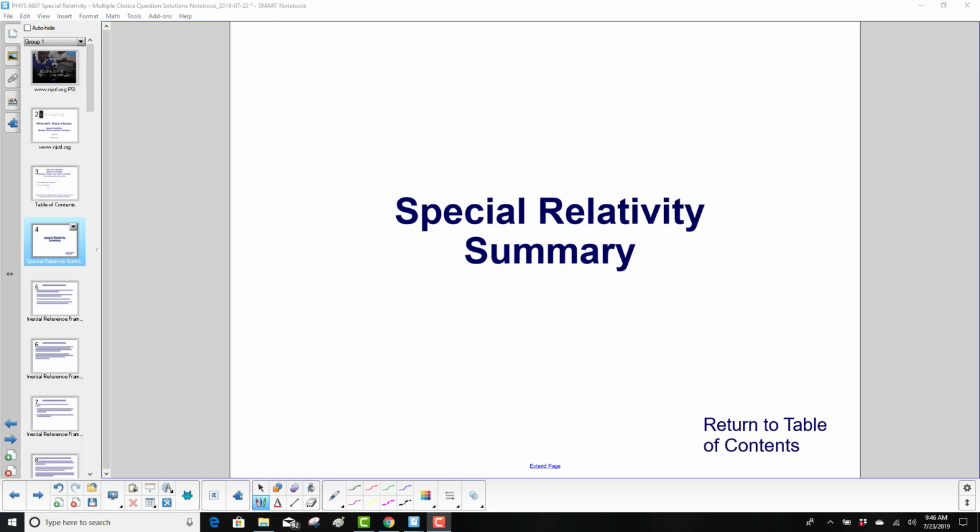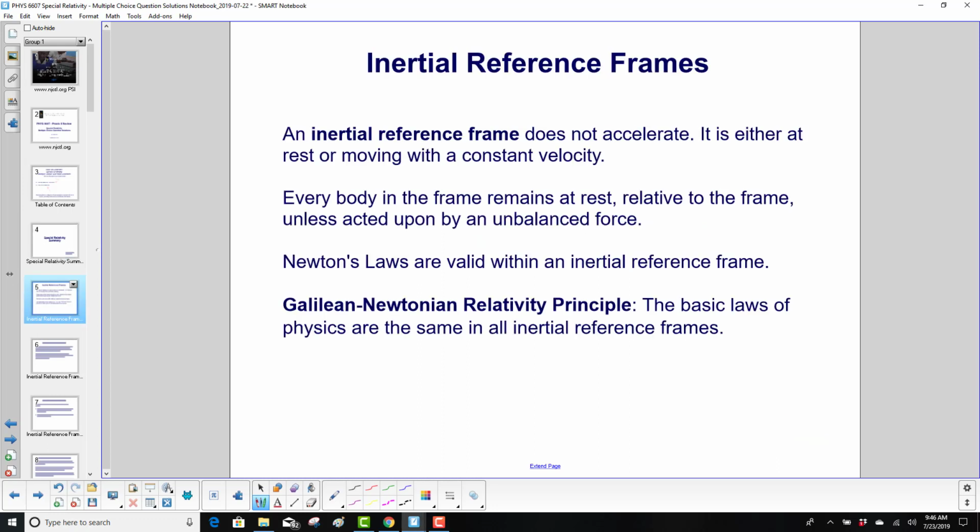Special Relativity Summary. Let's start with inertial reference frames. An inertial reference frame does not accelerate. It is either at rest or moving with a constant velocity. Every body in the frame remains at rest relative to the frame unless acted upon by an unbalanced force. Newton's laws are valid within an inertial reference frame.